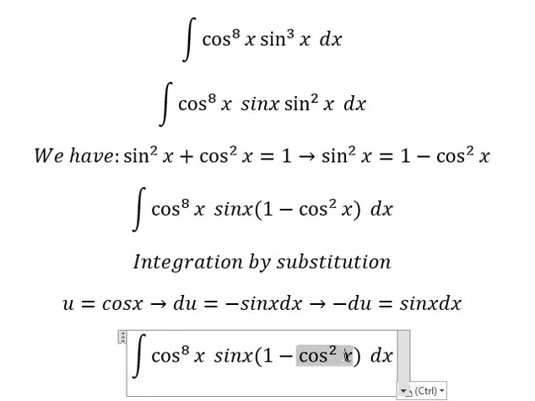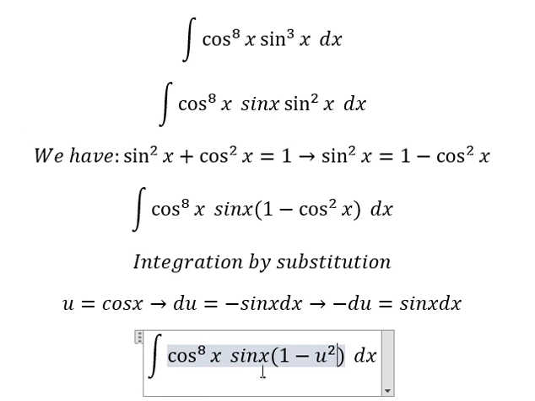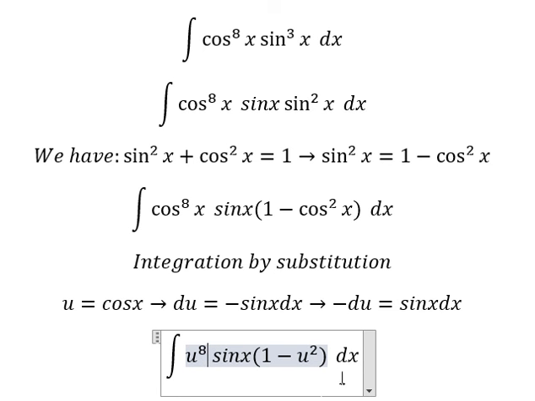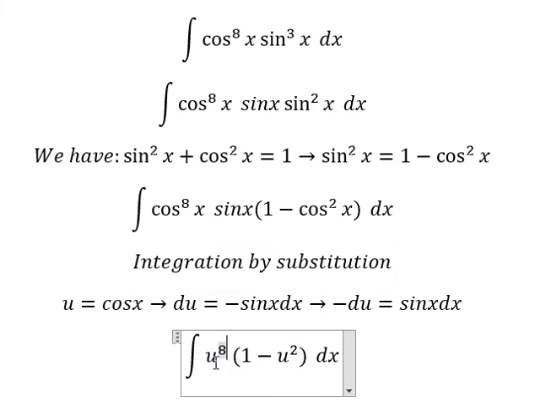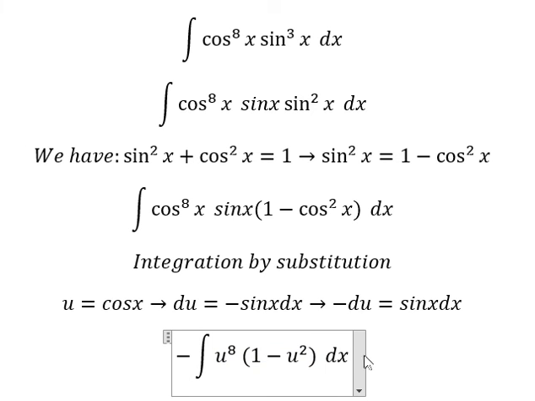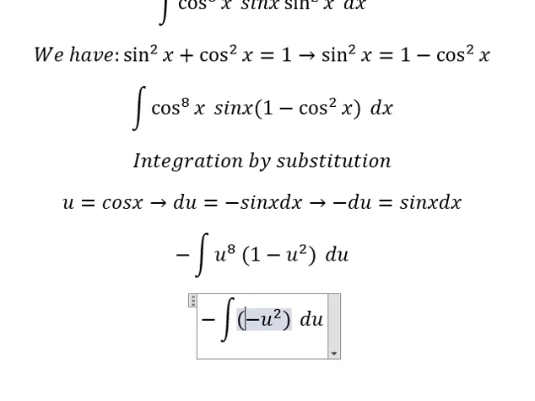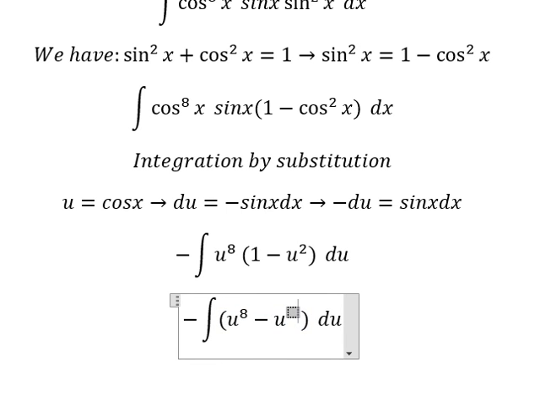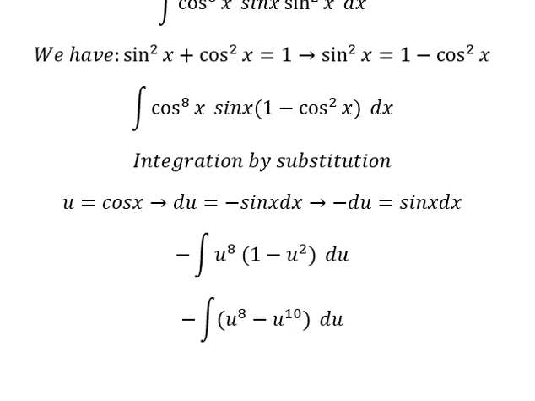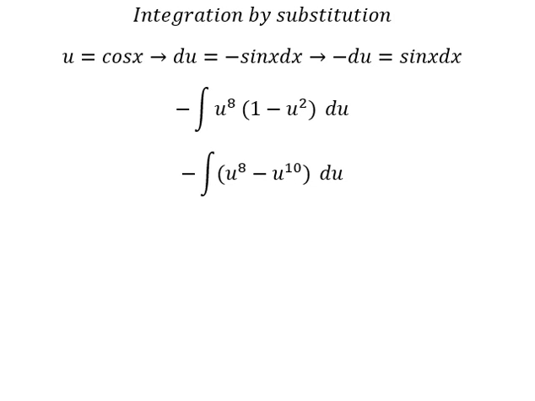So this one we change for u. This one we change for u. Sine x dx we change for negative du. So this one multiplied by this one and this one. And now we have the final answer.